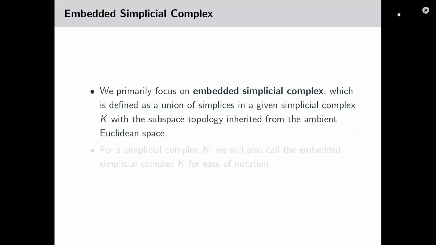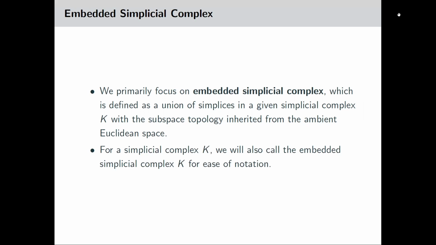Right, another term we will be using frequently is the embedded simplicial complex. When I defined a simplicial complex earlier, I said it was just a collection of simplices. The embedded simplicial complex is simply the union of those simplices. To denote the embedded simplicial complex of a simplicial complex K, we typically use a different notation, but in this presentation, just for convenience of notation, we will use the same notation K.